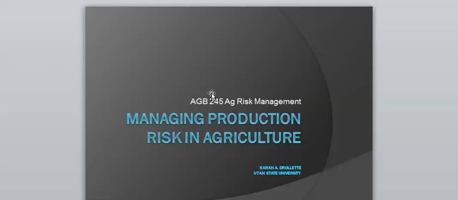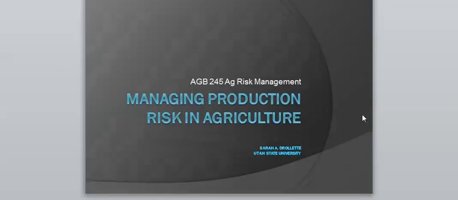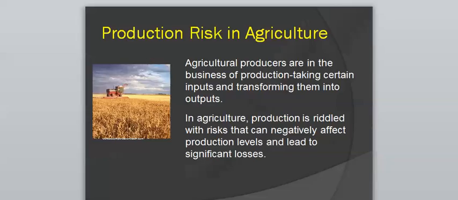Today we're going to talk about managing production risk in agriculture. Agriculture producers are in the business of production, taking certain inputs and transforming them into outputs. In agriculture, production is riddled with risks that can negatively impact production levels and lead to significant losses.